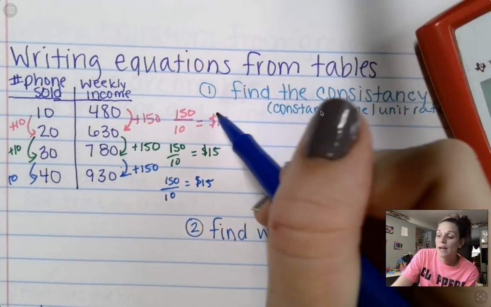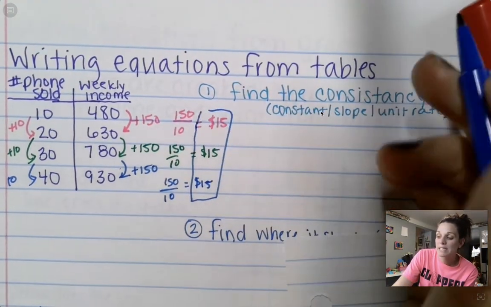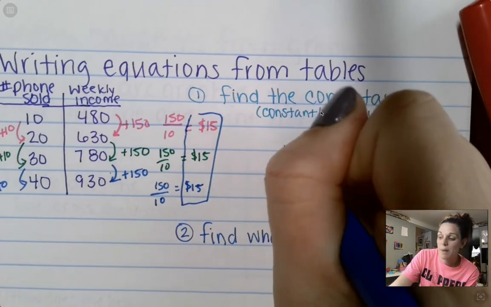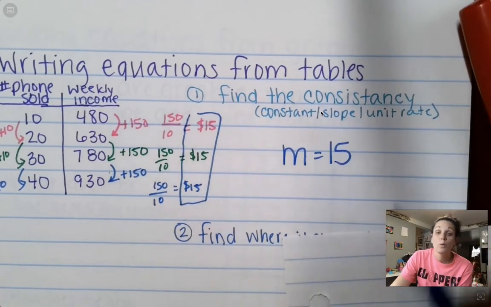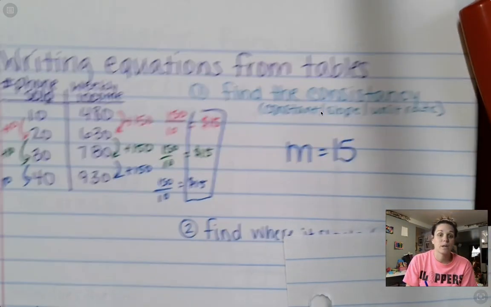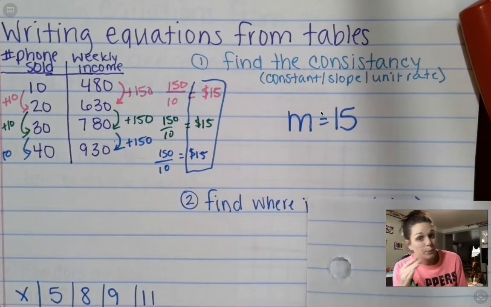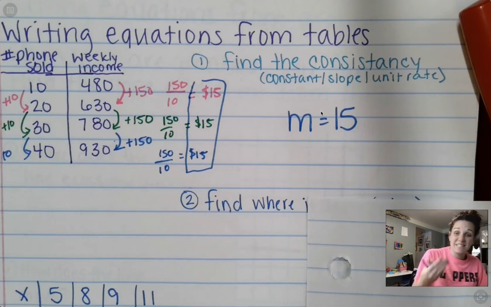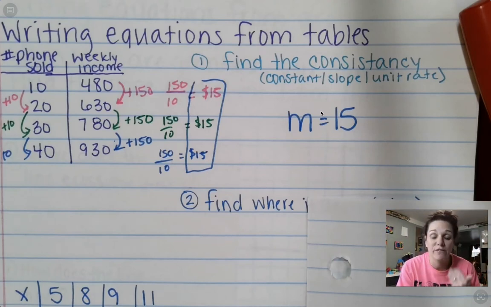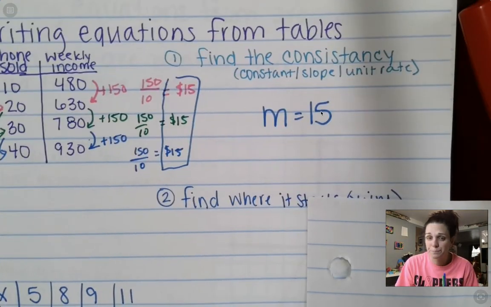I find out they all have that same consistency. So in this case, my slope would be $15. To find that consistency in the table, we loop and find out what that slope is. Every phone I sell, I make 15 bucks. Sweet. But I also get paid for showing up to work.